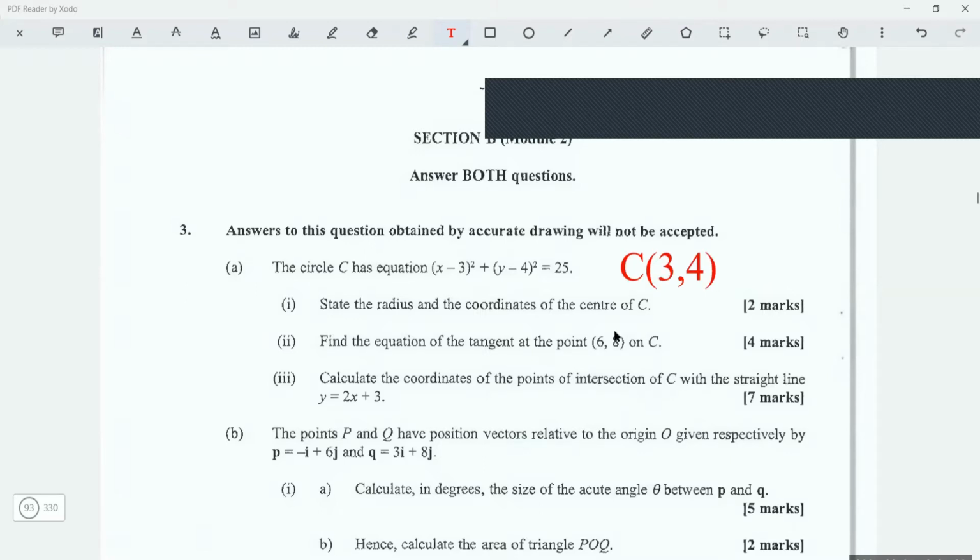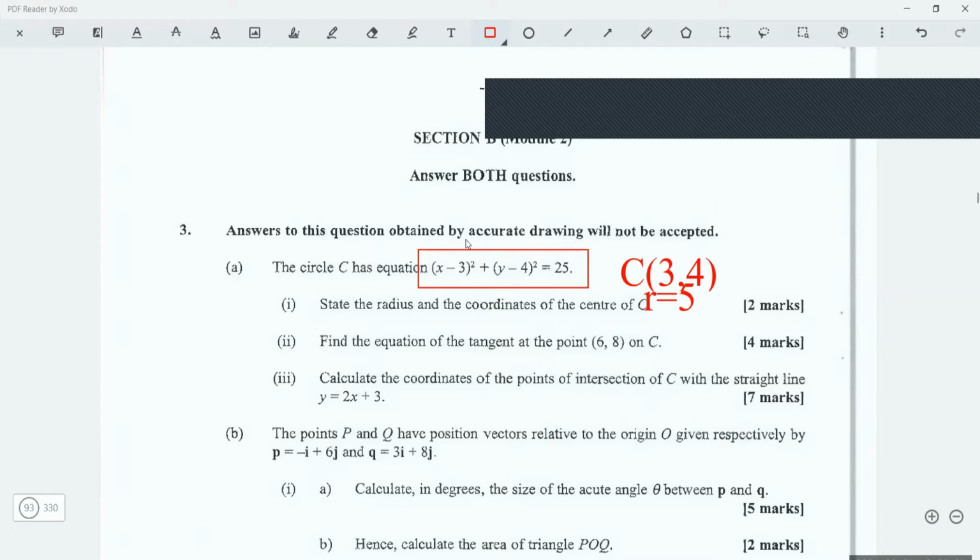All right, what's the radius of this circle? 5. Radius is 5, easy. Always remember that if it's in this form, it is in standard form, where this is the x coordinate at the center, this is the y coordinate at the center, and this is r squared. So the radius is 5. So that's easy. It says find the tangent at 6, 8 on the circle.